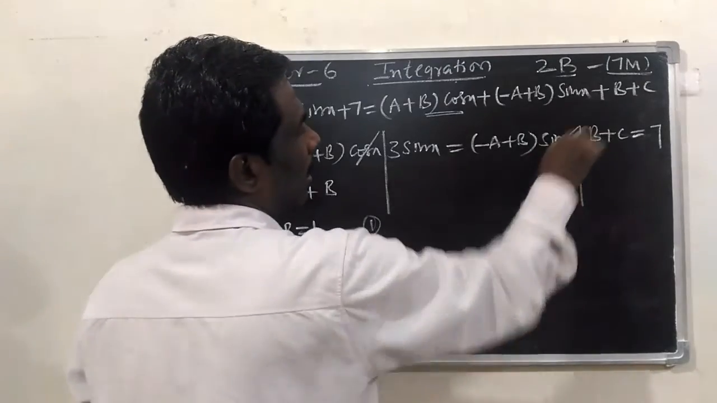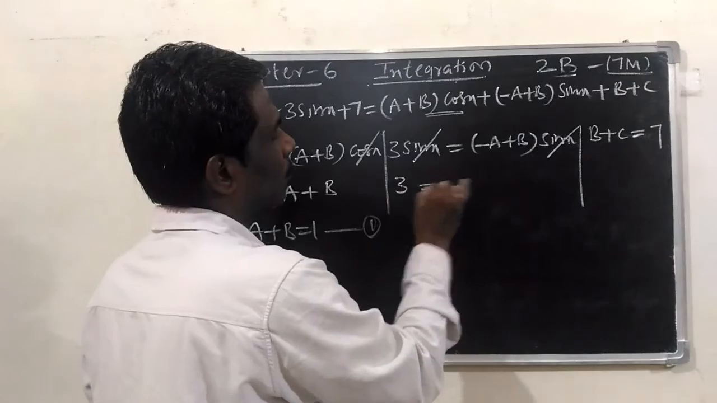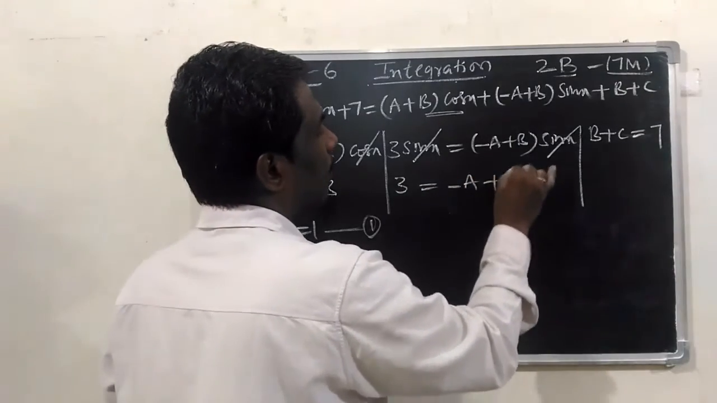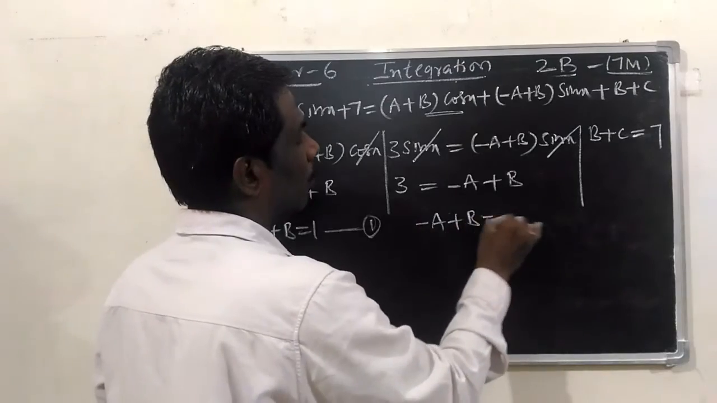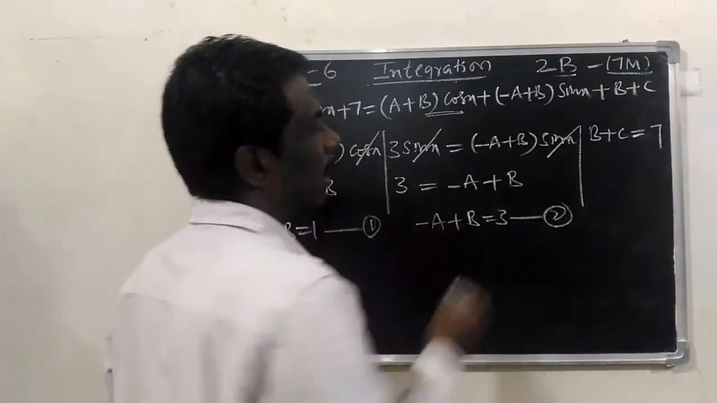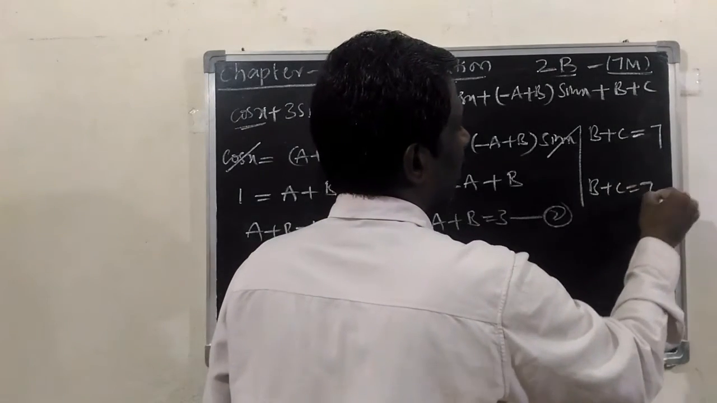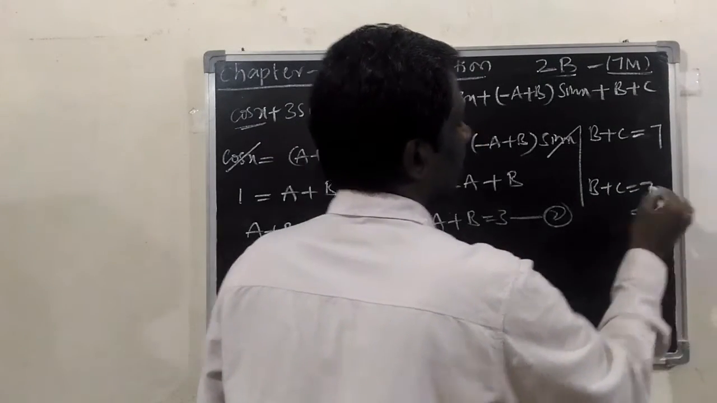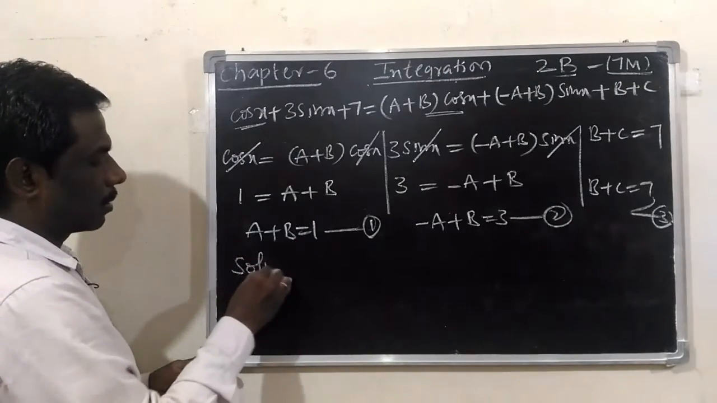And here cancel sin x on both sides. What remains is 3 equals minus a plus b. So minus a plus b equals 3 is the second equation. And b plus c equals 7 is the third equation. First we solve the first and second equations.